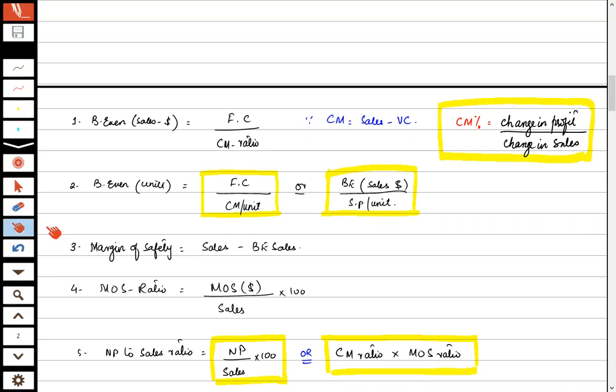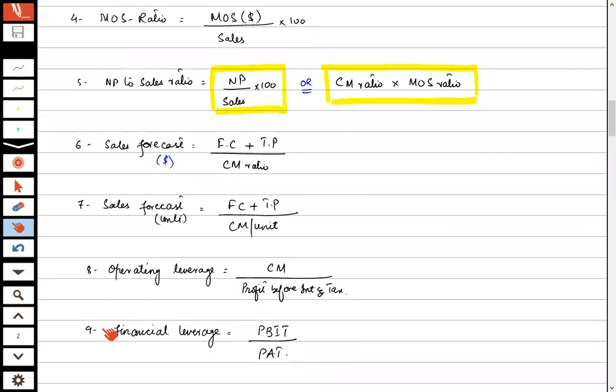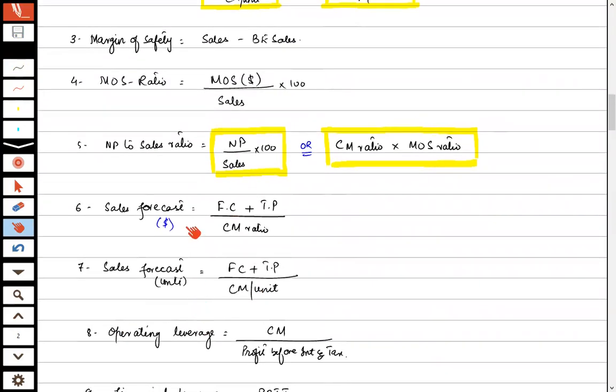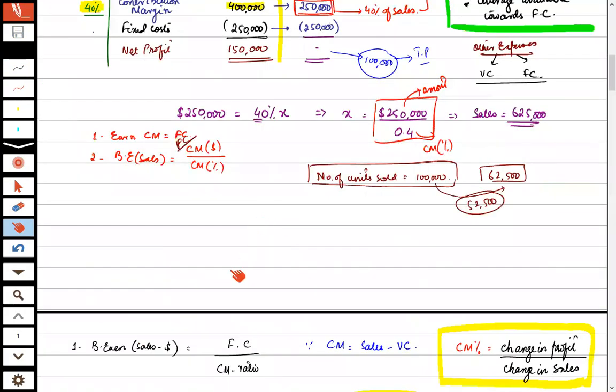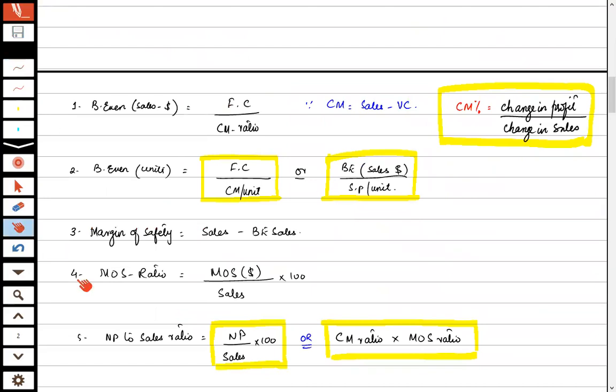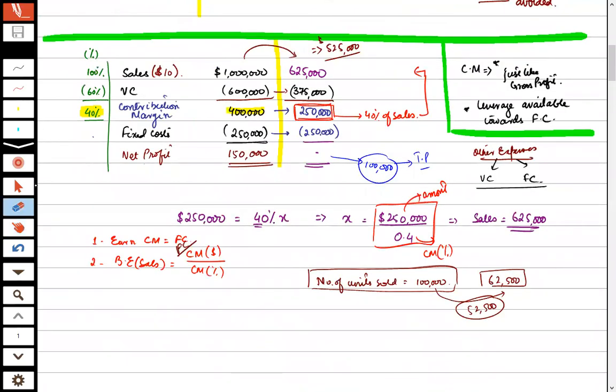Now what you have to do, you have to calculate all these items except 8 and 9, I guess, sales forecast, still sales forecast for this data. You have to calculate all this, and for this you have a target profit also. Let's suppose the organization wants a target profit of $200,000, then what would be the sales forecast?